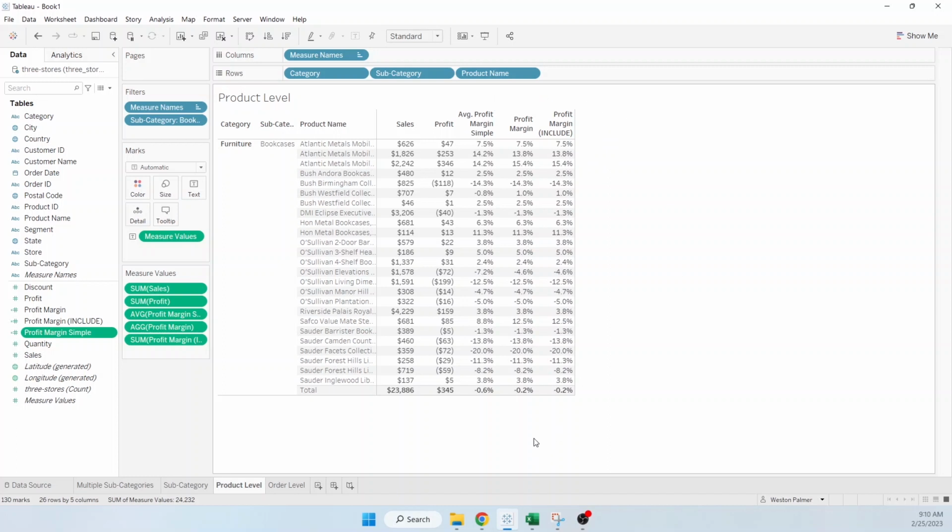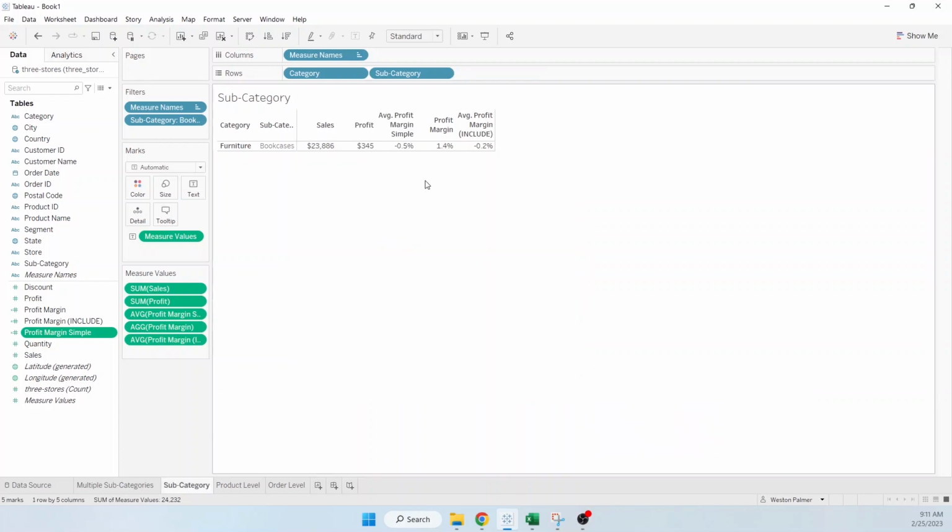So now what happens if we go up one more level? Now let's take a look down here. We want the number to be negative 0.2%, right? We want, what's the average profit margin by product name? And what you see now is you've got three different numbers. It's also important to note that we're changing this to average. These are all averages now because we want the average profit margin for the bookcases.